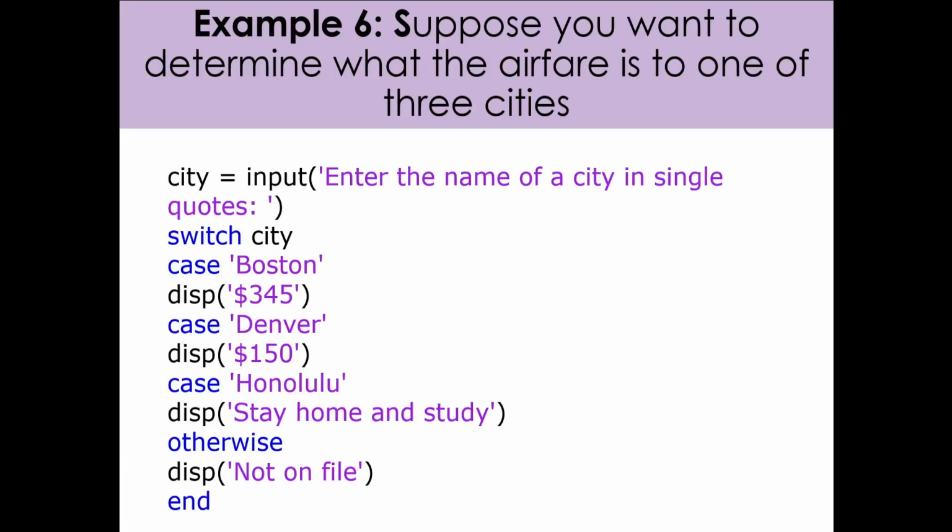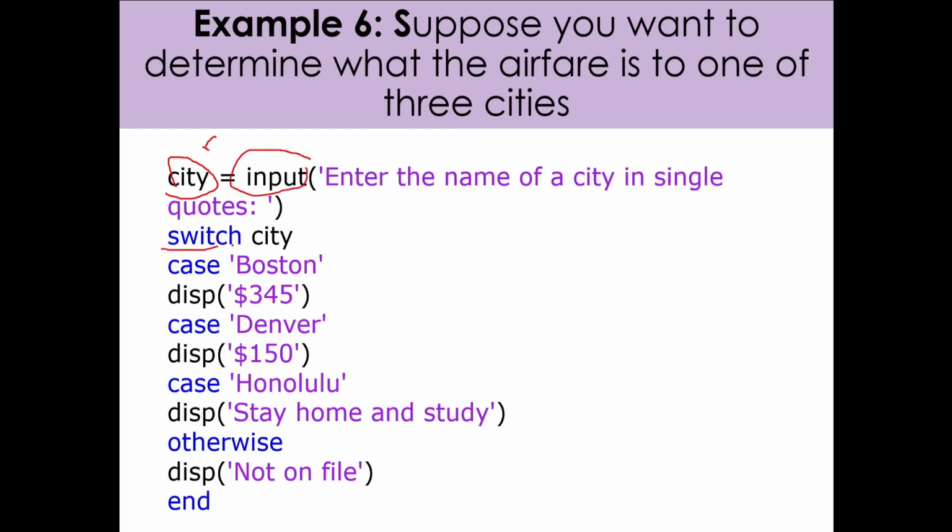Let's look at this example. Suppose you want to determine what the airfare is to one of the three cities. So this is the structure of the switch and case. Here, city is the variable name. The input for the variable name city will be provided using this input command.